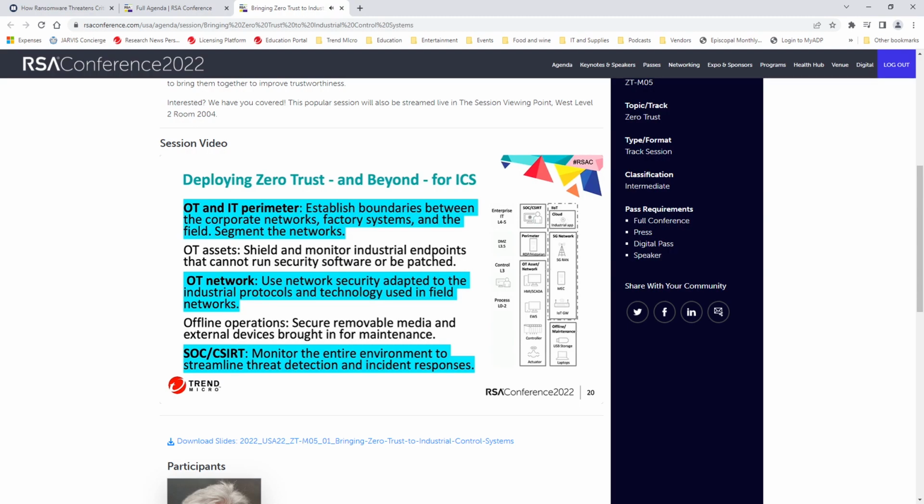The things that are highlighted in blue here are the things that are zero trust. OT and IT perimeter, establish boundaries, segment as much as possible. Shield and monitor endpoints that cannot be patched or repaired. You want to isolate them, air gap as much as possible. Interesting piece, though: in a world where we're using cloud services, where people are carrying cell phones all over the place, there is no such thing as an air gap any longer.